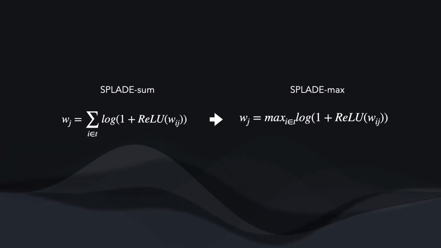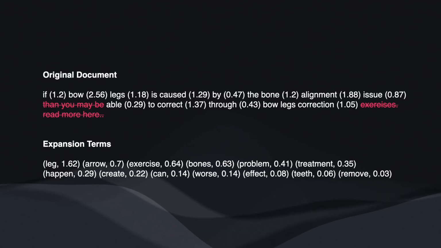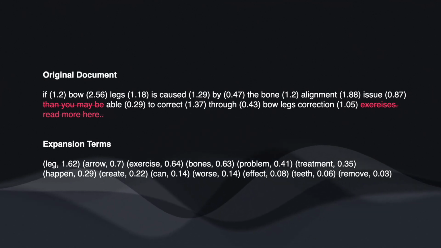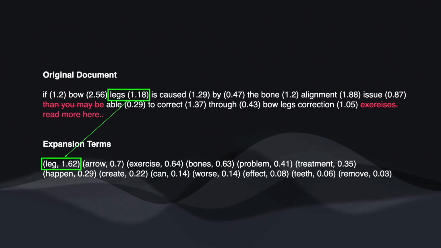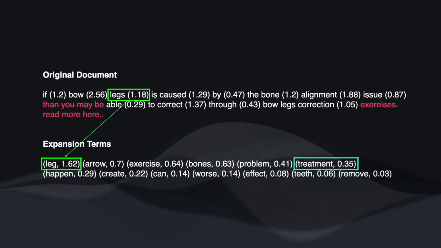We can also easily replace the sum with a max pooling operation to get better term weights. Experiments show that this simple change can significantly improve SPLADE's performance. We call this version SPLADE Max. This is an example where the model adjusts term weights by focusing on important terms and ignoring most of the terms that don't add useful information. Expansion helps to enrich documents either by automatically handling things like stemming, so adding the token lag from the original word lags, or by adding related topic words such as treatment.